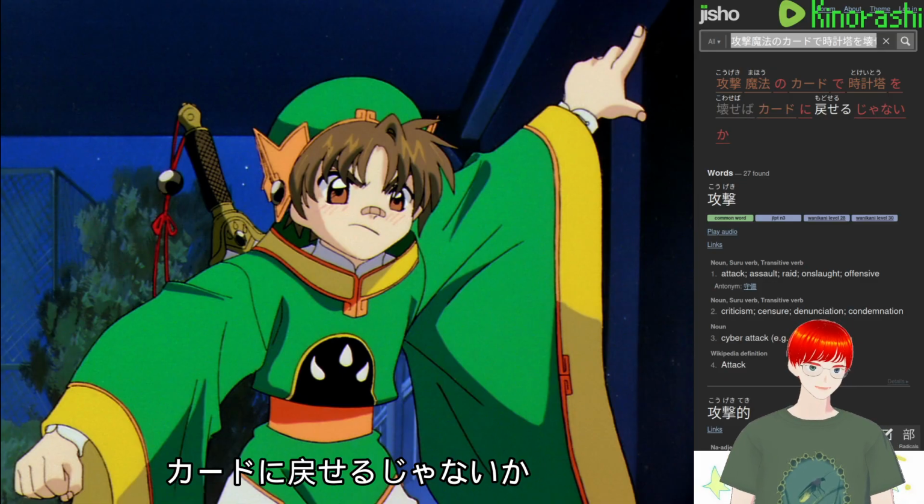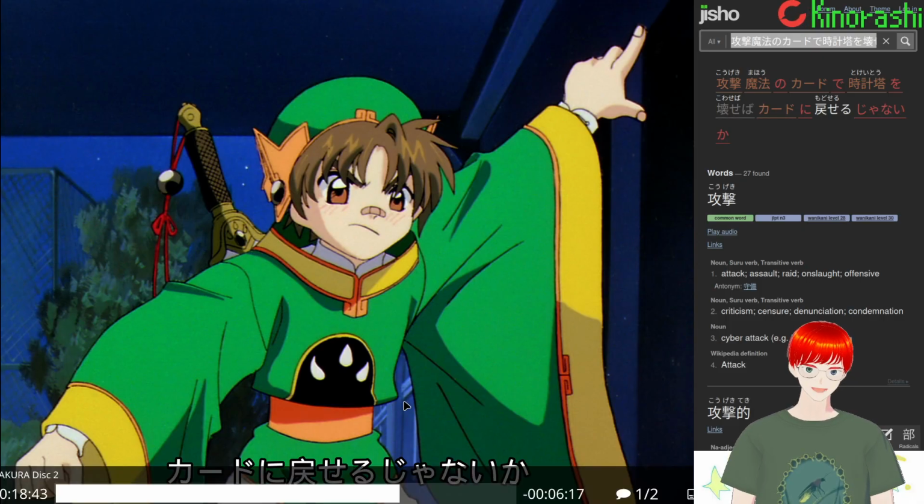If you destroy the clock tower with an attack spell, you can turn it back into the card, right? Yes, but his expression looks a lot like he's saying it rather than asking the question.